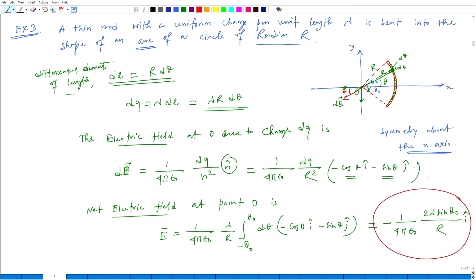We will interpret this result in the next class, and in the meantime you must verify this result by doing some simple integrals. We will see in the next class.